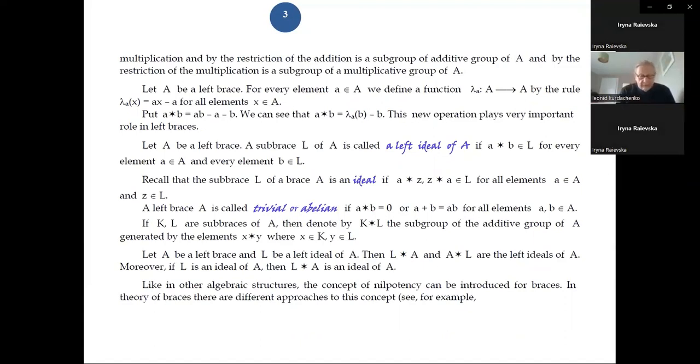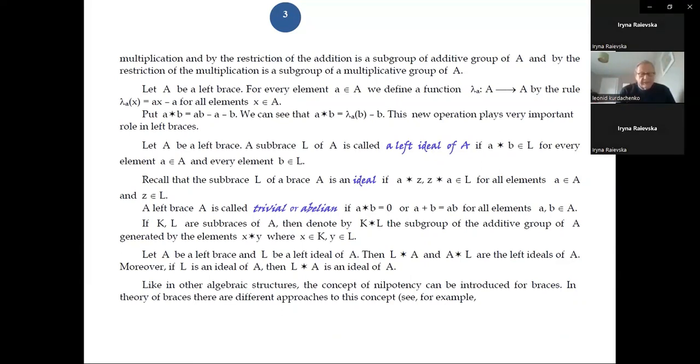A subbrace L of A is called a left ideal of A if a * b belongs to L for every element a of A and every element b of L. And a subbrace L is an ideal of A if a * b and b * a belong to L for all elements a of A and b of L.